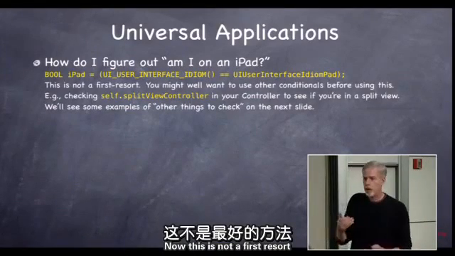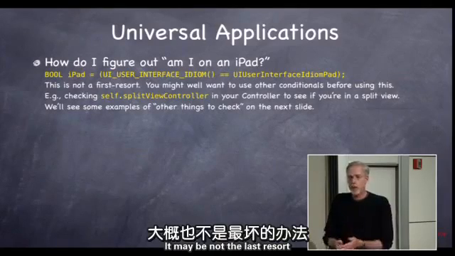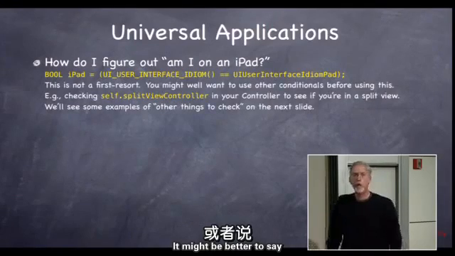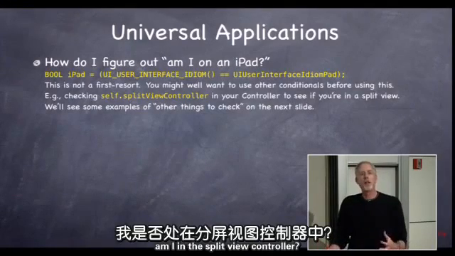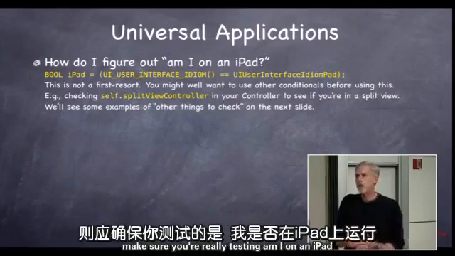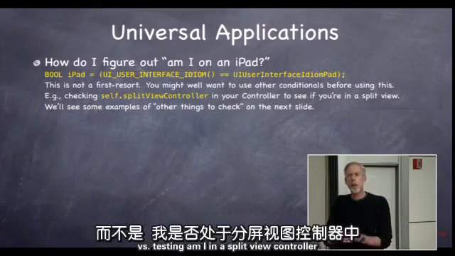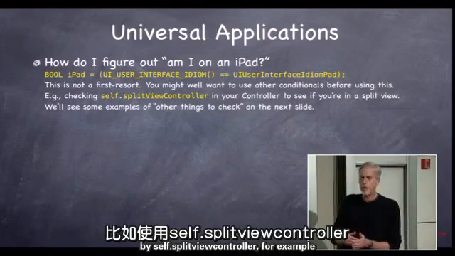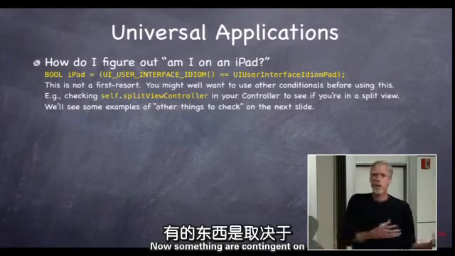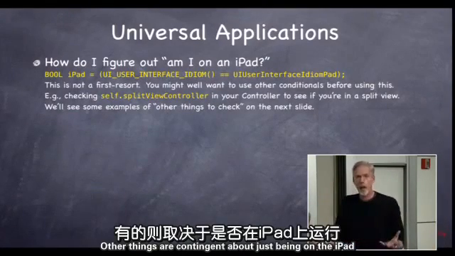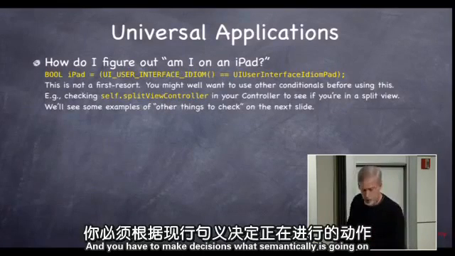Now, this is not a first resort. It's maybe not the last resort, but it's really not the first thing you want to think to do. It might be better to say, am I in a split view controller? Because if I'm in a split view controller, then I want to do certain things versus whether I'm on an iPad. So if you're going to say if I'm on an iPad, make sure that you're really testing, am I on an iPad versus testing, oh, am I in a split view controller? Right? You can always tell if you're in a split view controller by saying self.splitViewController, for example. Now, some things are contingent upon being in a split view controller. Other things are contingent about just being on the iPad. And you have to make a decision what semantically is going on.